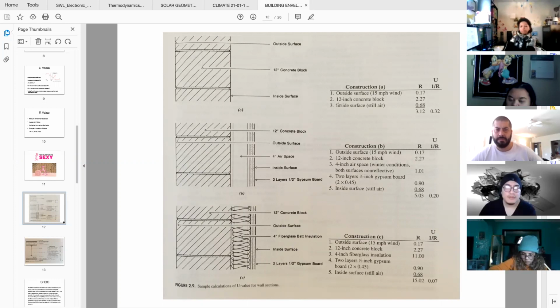Remember how we talked about air, you can't forget about the air on either side of the wall. So this is considered to be an exterior wall, and it is looking at a wind factor on the outside surface of the wall. That's my little circle.